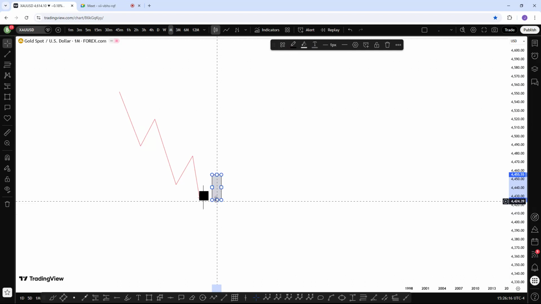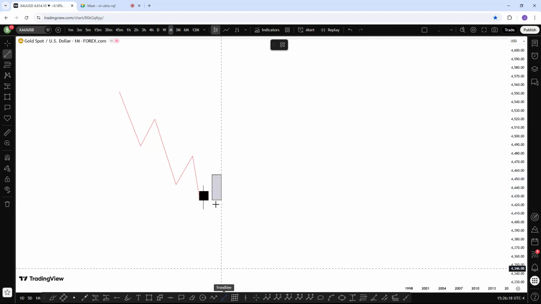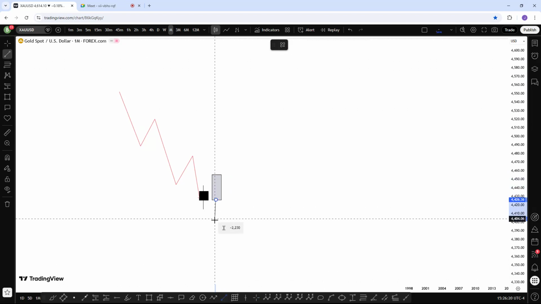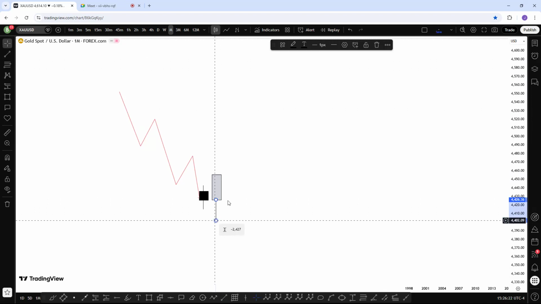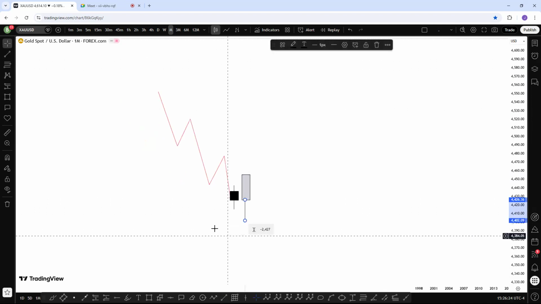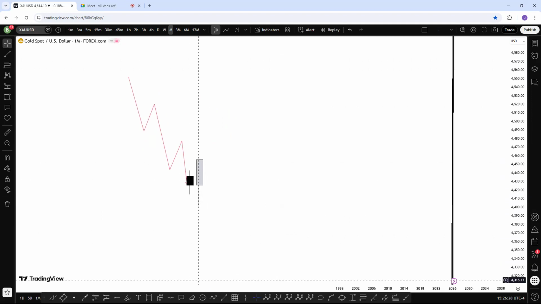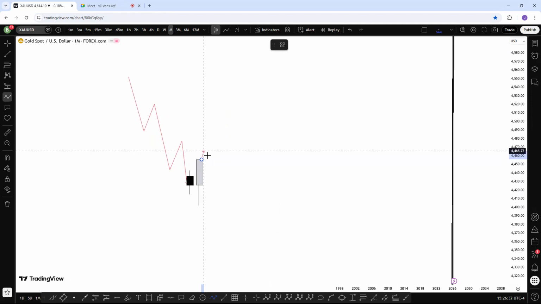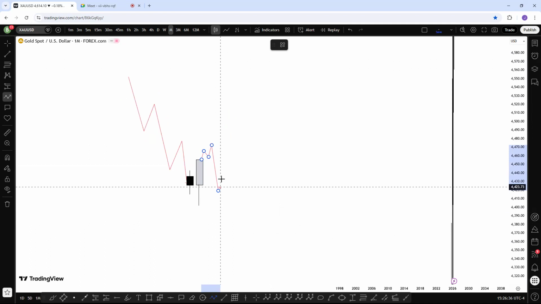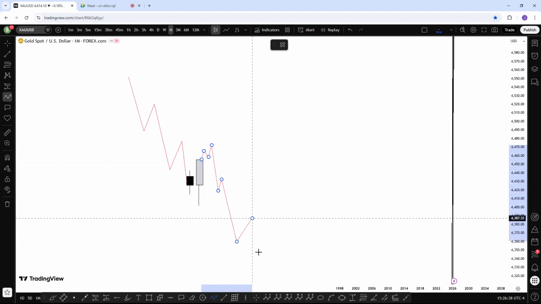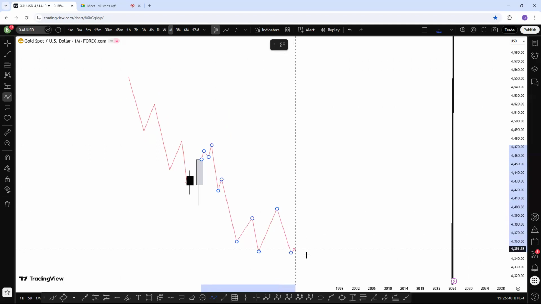Then this is the low. Remember, we are still going down. This is a normal pullback. I'm trying to show you a normal pullback. Then maybe here you have another manipulation forming. Price continues to go down. You have so many candles going on here.